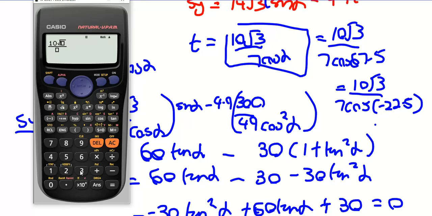The first time we have to do a negative angle like that, wasn't it? 10 root 3 over 7 cos. I'm expecting this one to be fast. 2.68 seconds. And I'm expecting the other one to be slower because you lob it up and it falls down. So 67.5, 6.47, yeah. Anybody beat me to it?